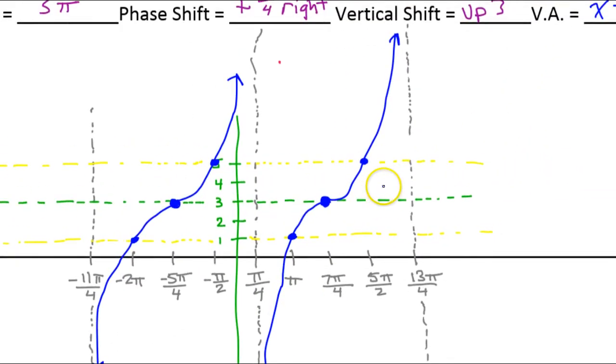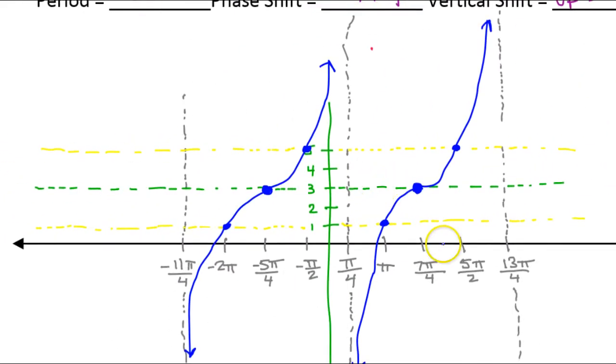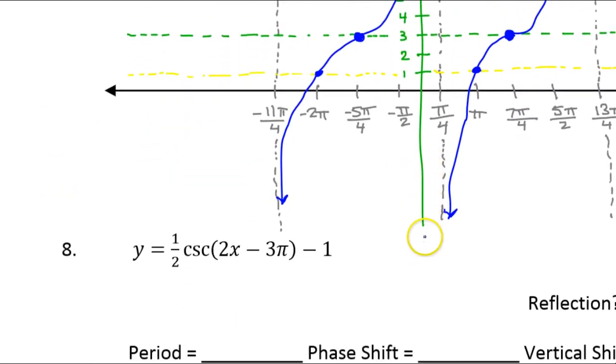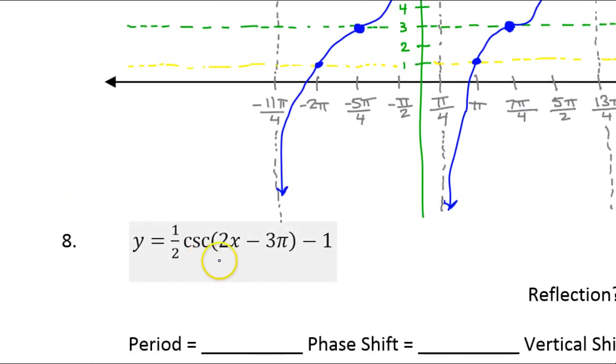Alright, this is a long video for one problem. I hope you have been thoroughly educated. The next video will be about graphing cosecant. I'll see you on the next video.